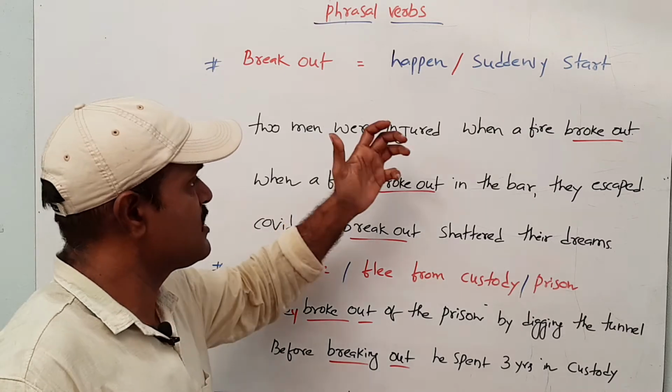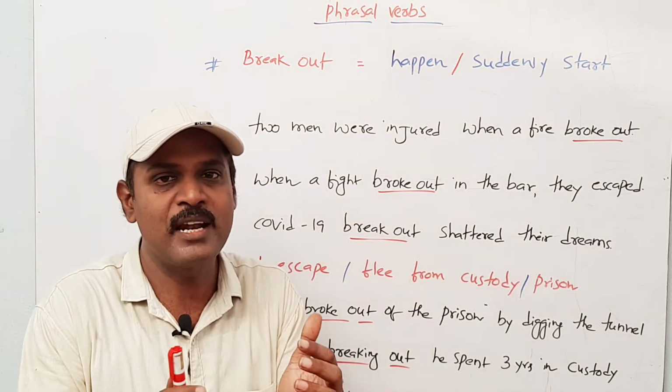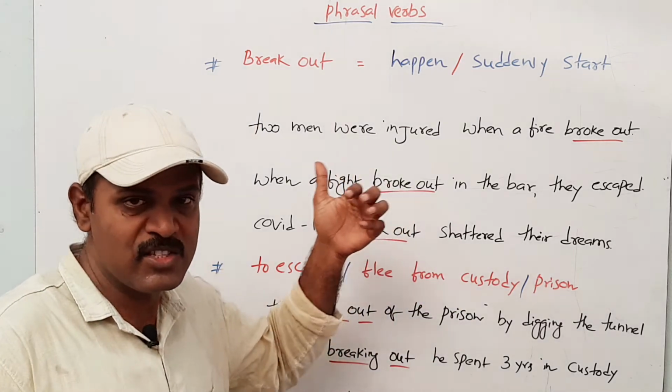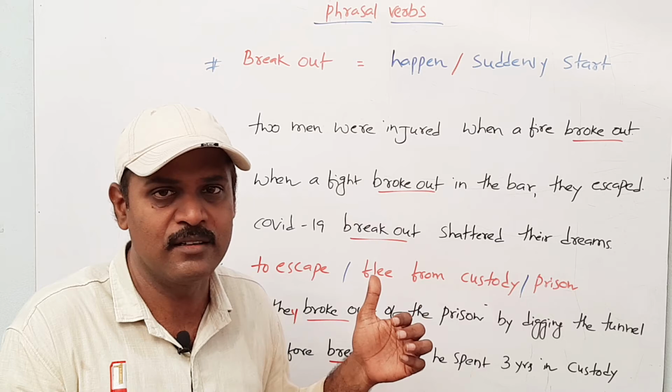Two men were injured when a fire broke out. A fire broke out. Suddenly, fire started. In that accident, two men were injured. You have to pronounce injured correctly.